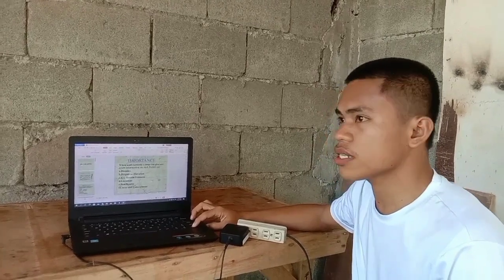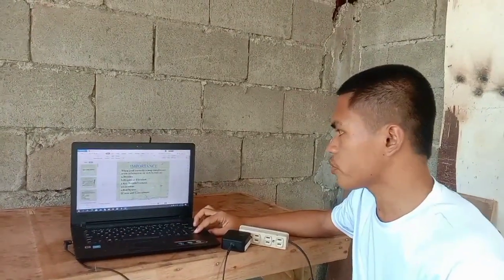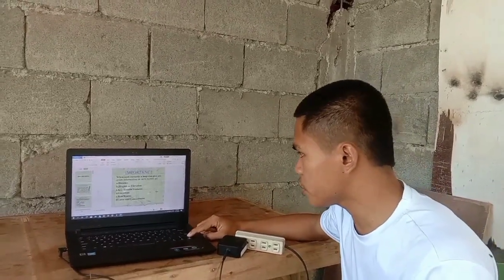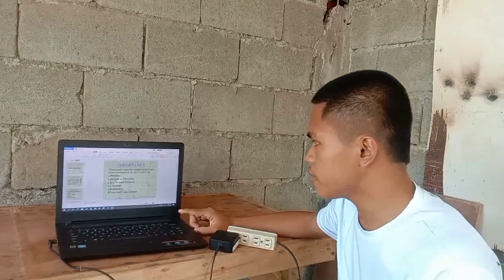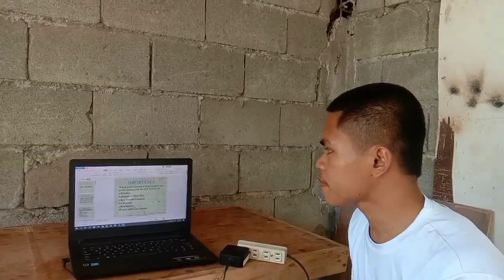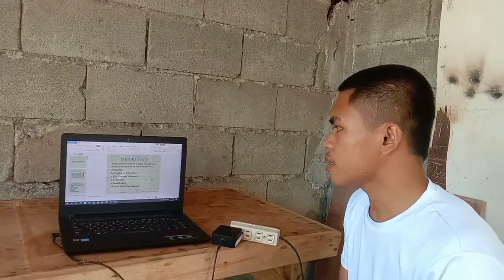Importance of using a map correctly: distance, height or elevation, key terrain features, locations, bases, routes, cover, and concealment. Mao ni siya ang important sa paggamit sa map.